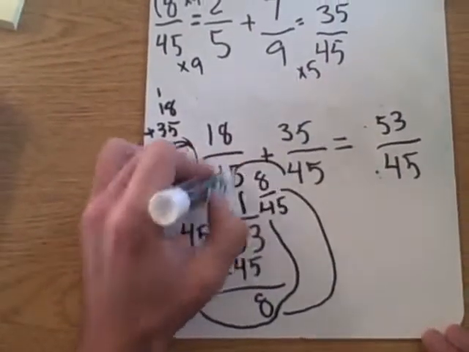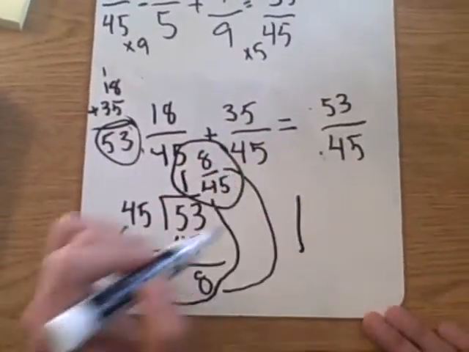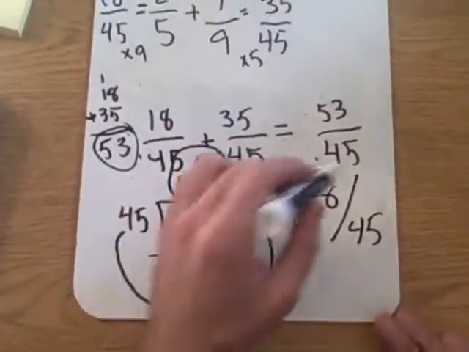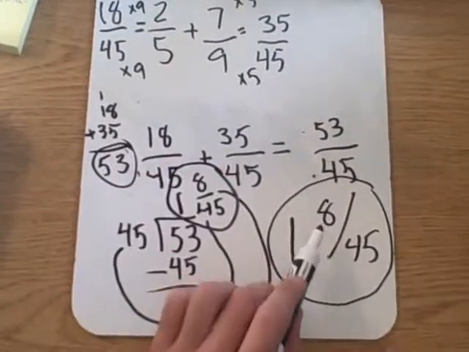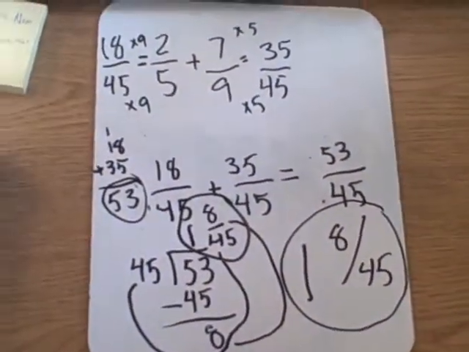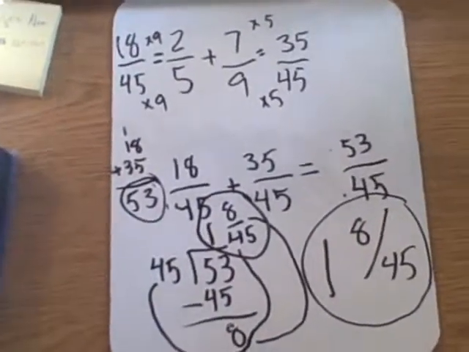So my answer in simplest form will be 1 and 8/45. I know that's in simplest form because the factors of 8 and 45, the greatest common factor that they have is 1.